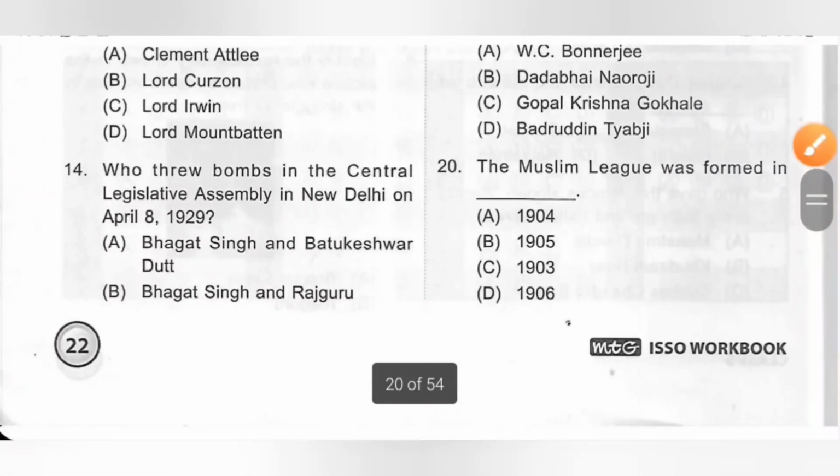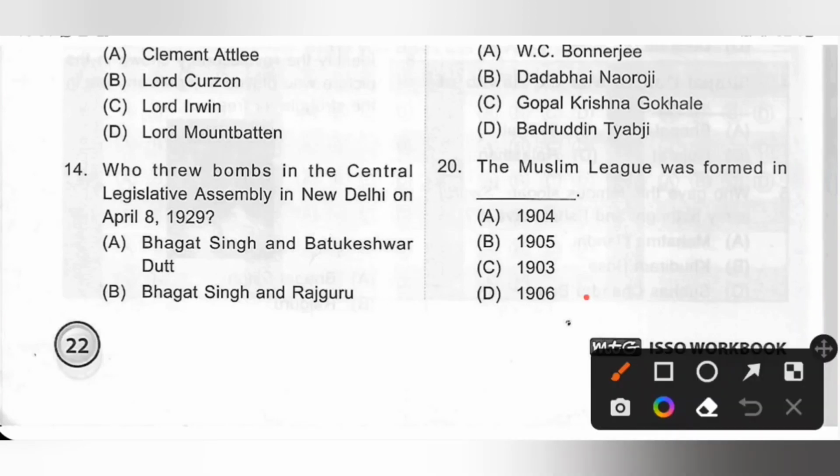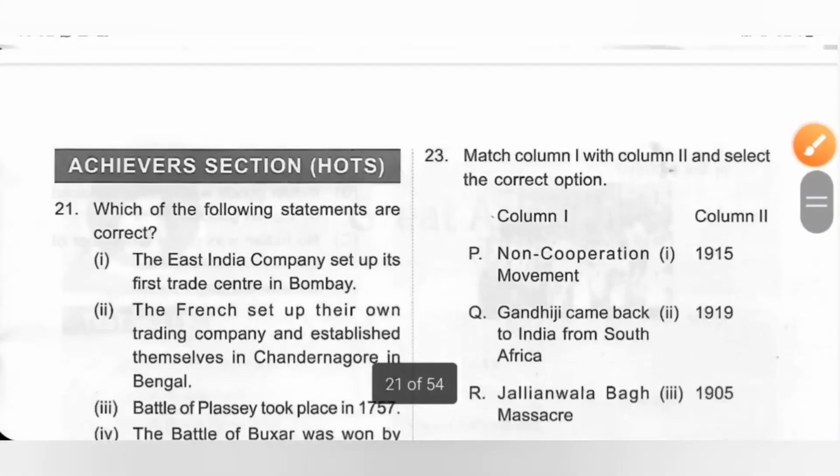Next, 20, the Muslim League was formed in Dash. So, the Muslim League was formed in 1906. Option D is the correct answer.